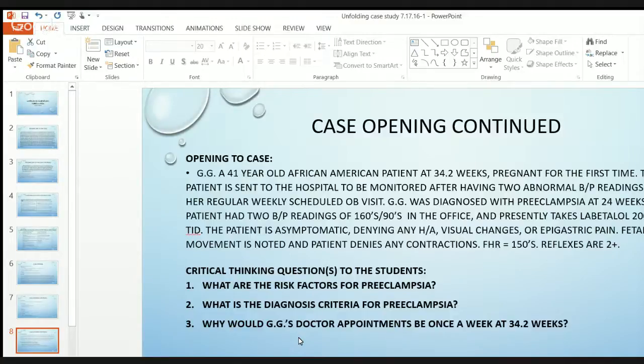When we look at the diagnosis criteria, I kind of touched on that before. For her, her blood pressure skyrocketed at 24 weeks and was well past 140s over 90s consistently.